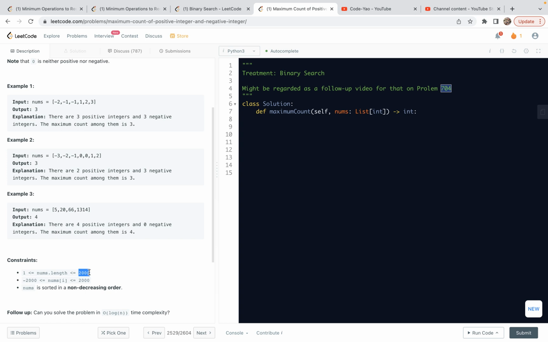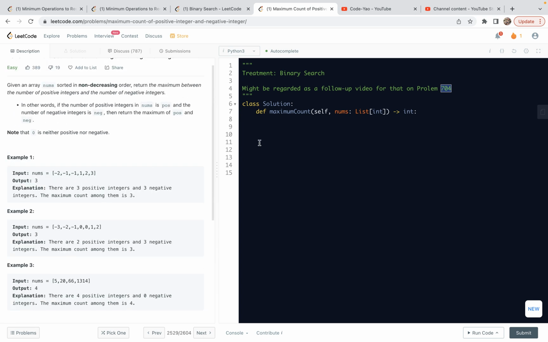First, the length of this array or list is bounded below by 1. In other words, it's not empty, and bounded above by 2000. This 2000 actually is not very large. So basically, if we do not want to solve this problem in logarithmic time, we can do a linear scan to find the number of positive numbers and the number of negative numbers and do a comparison, right? The second item is that the elements can be negative, can be 0, and can be positive. The last one, nums is sorted in non-decreasing order.